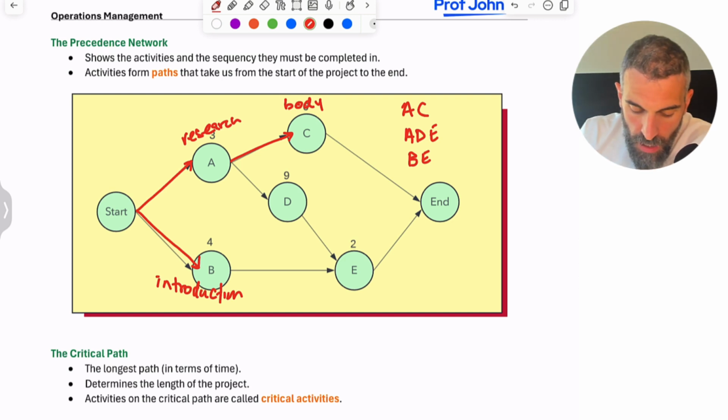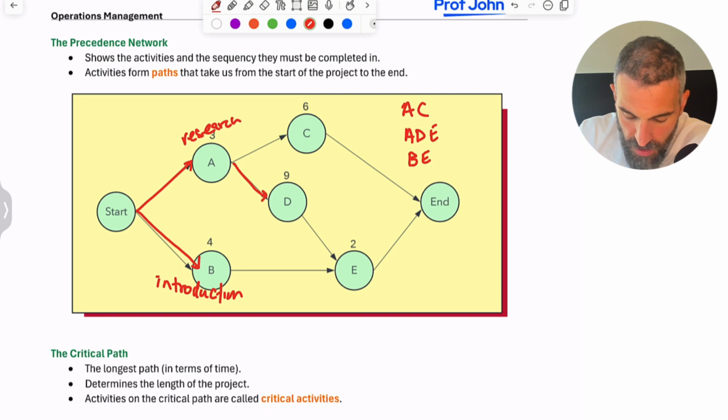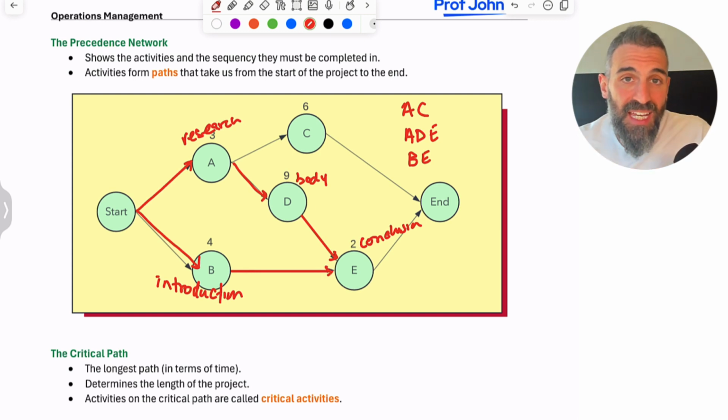Okay, let's actually make the body D. D has to wait for A to finish before it can be started, and then E will be the conclusion. You can't write the conclusion until the body and the introduction are finished. E is waiting for both D and B. That means B and D have to be completed in order for you to start E.